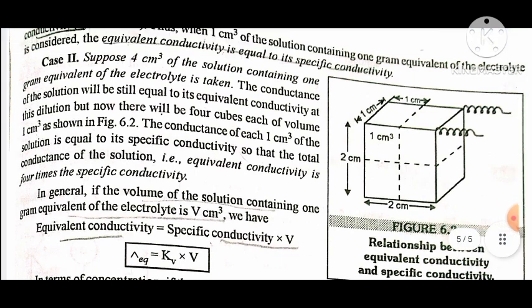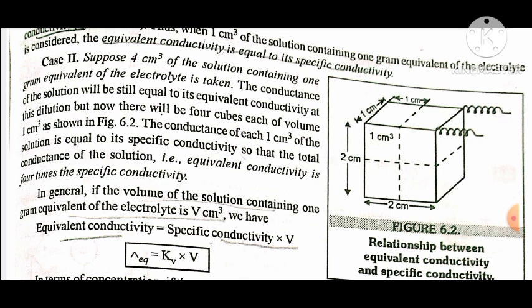Now consider case 4. Suppose 4 centimeter cube of the solution containing 1 gram equivalent of the electrolyte is taken. Conductance of the solution will still be equal to its equivalent conductivity at this dilution, but now there will be 4 cubes each of volume 1 centimeter cube. The conductance of each 1 centimeter cube of the solution is equal to its specific conductivity, so that the total conductance of the solution, the equivalent conductivity, is 4 times the specific conductivity.